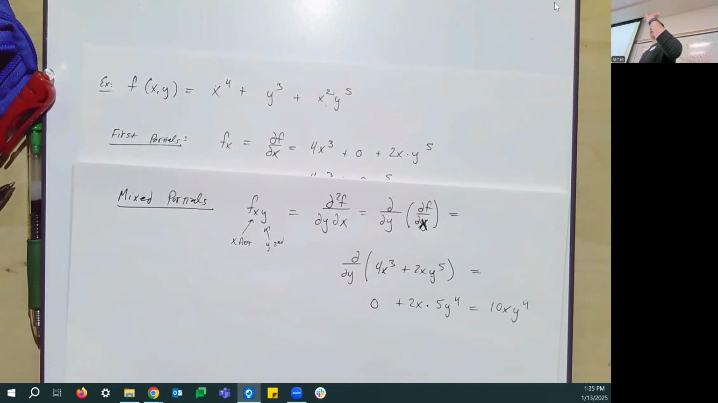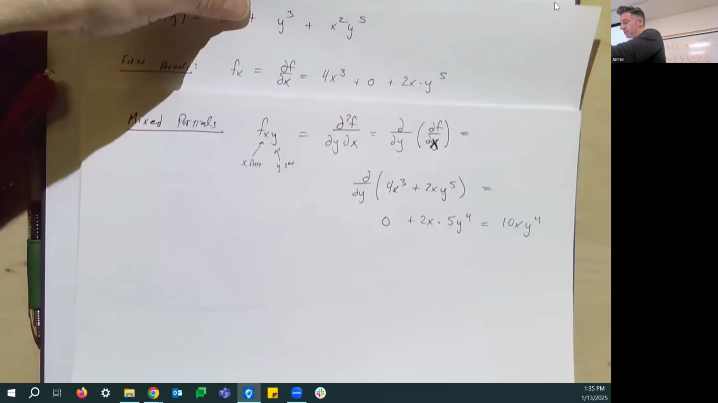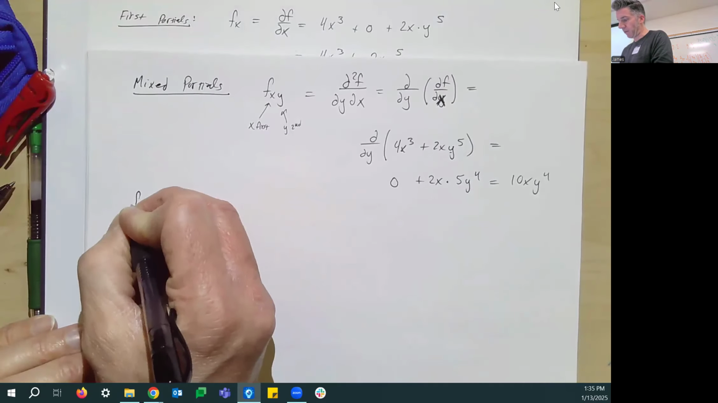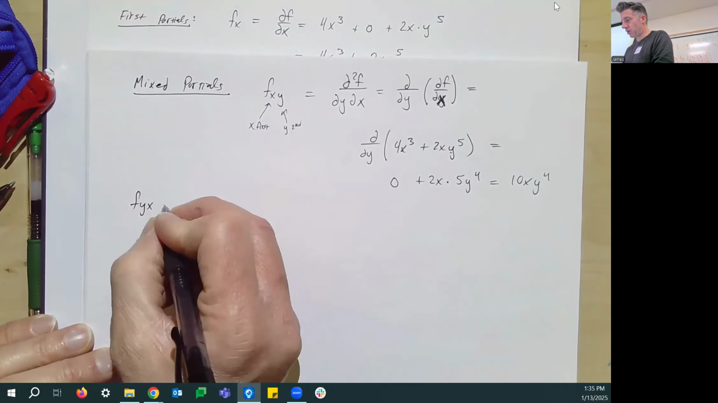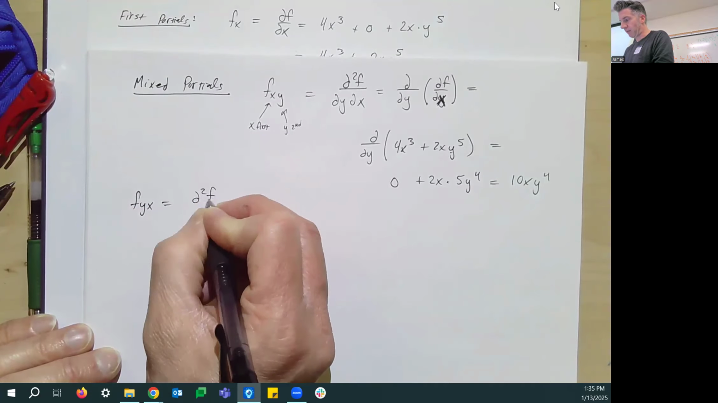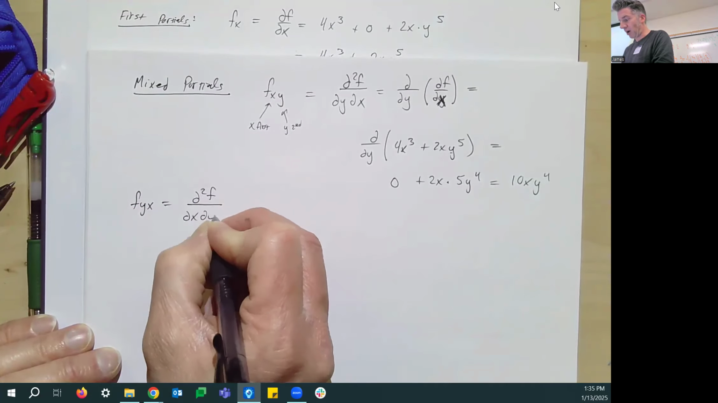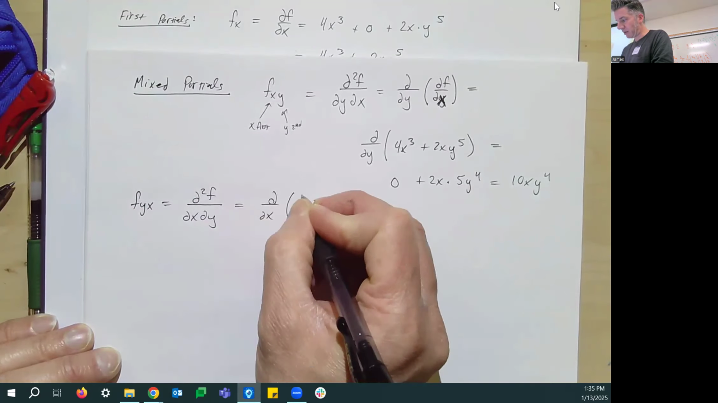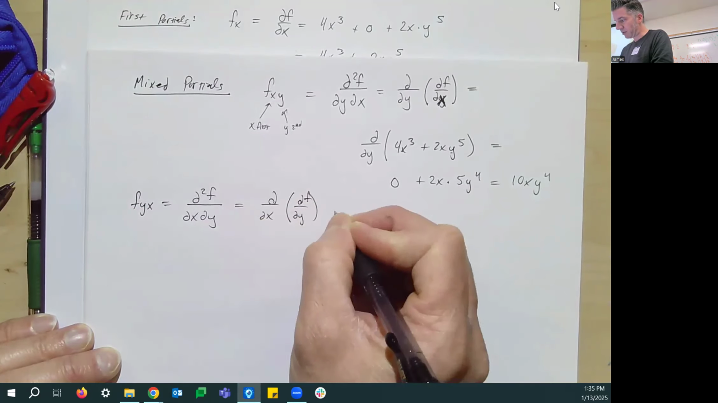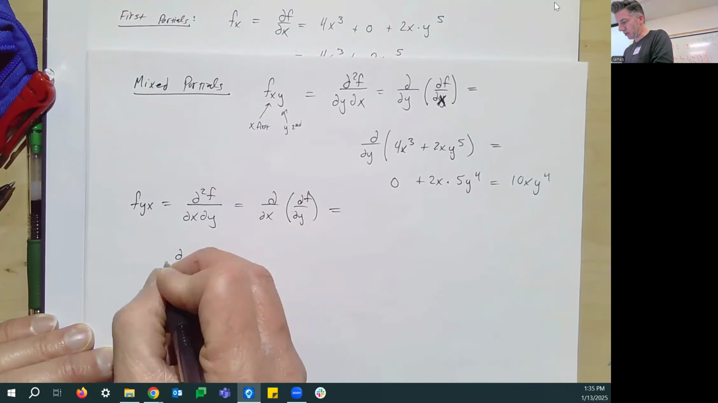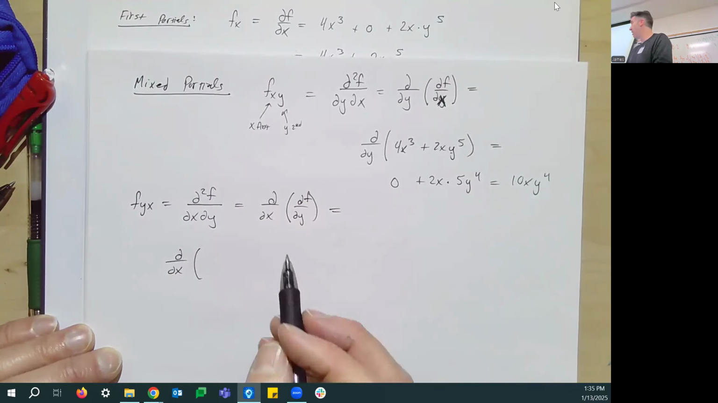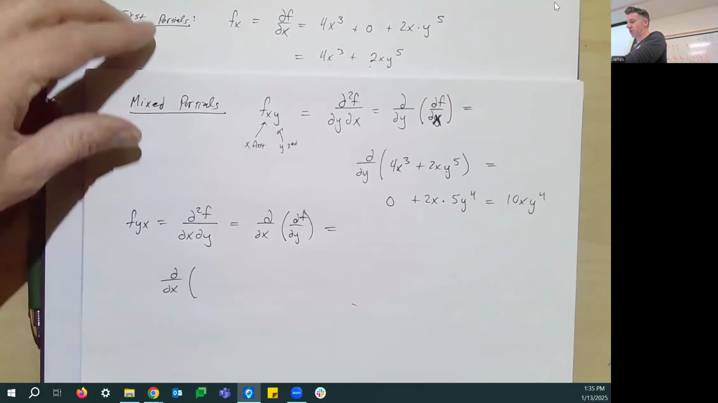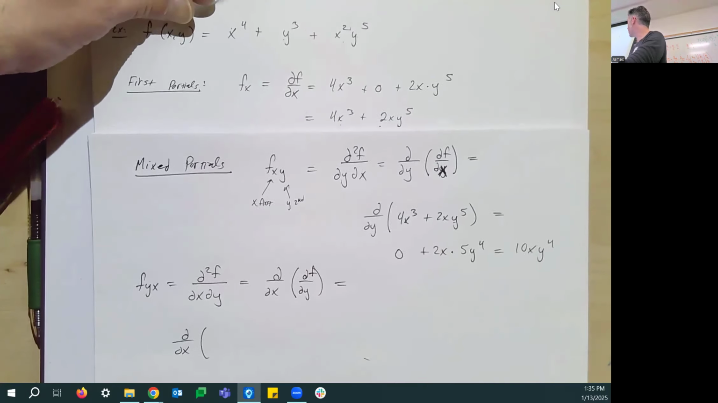Now let's do it in the opposite order. So instead of doing x first, then y, we'll do y first, then x. So if we want to find fyx, also written as del squared f del x del y, which is del x of del f del y, which is del x of our partial with respect to y. I don't have it written in front of me, so I'm just going to look up here and take the partial. So let's actually do it the way I would do it.